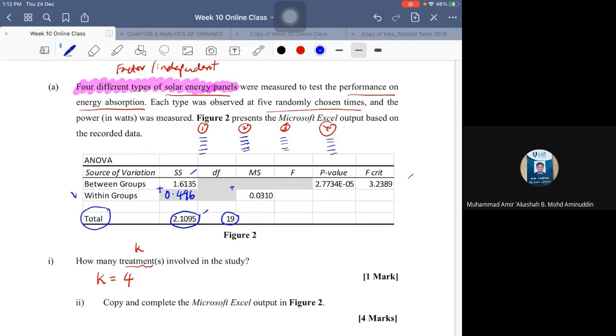Or I can eyeball that. Yep. Yes. That's right. So that is going to be 0.496. So that is going to be our sum square for the within group. So now for the degree of freedom.